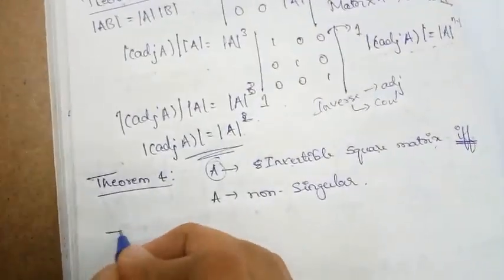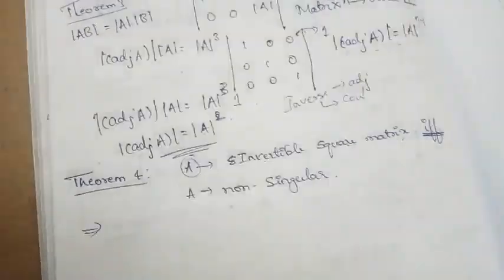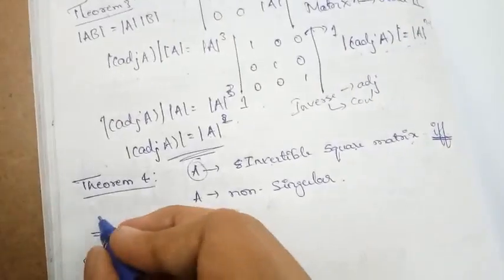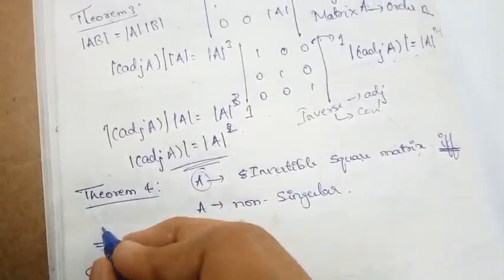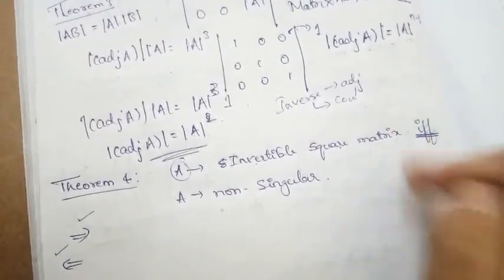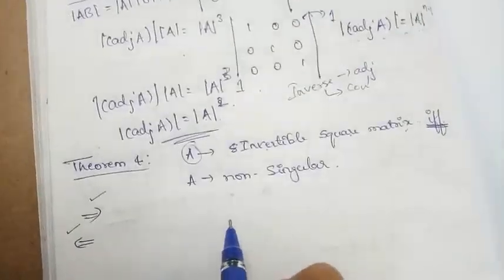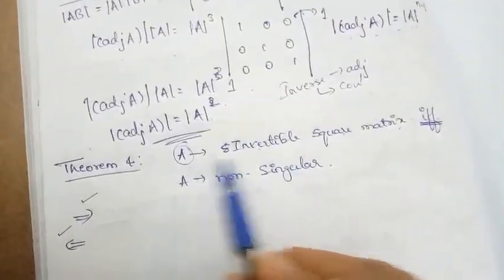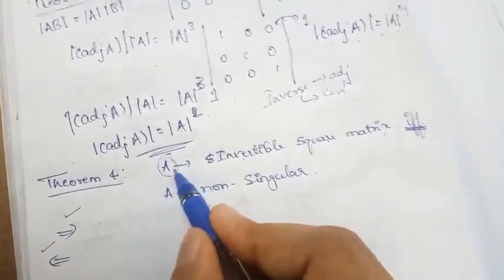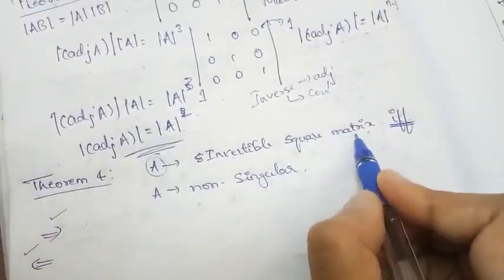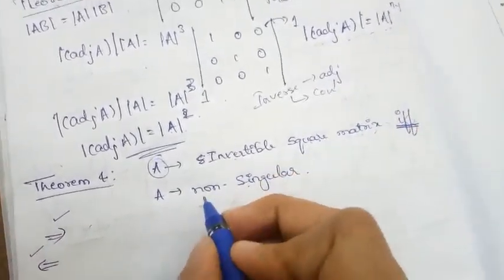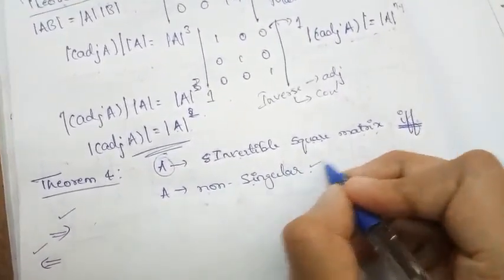So one condition is the direct condition and the other is the converse condition. We need to prove this theorem, both the direct as well as the converse part, which you have already come to know about for if and only if conditions in the previous class. So what is the direct condition? Here we are assuming that A is an invertible square matrix, and we need to prove that if A is an invertible square matrix, then A is non-singular.